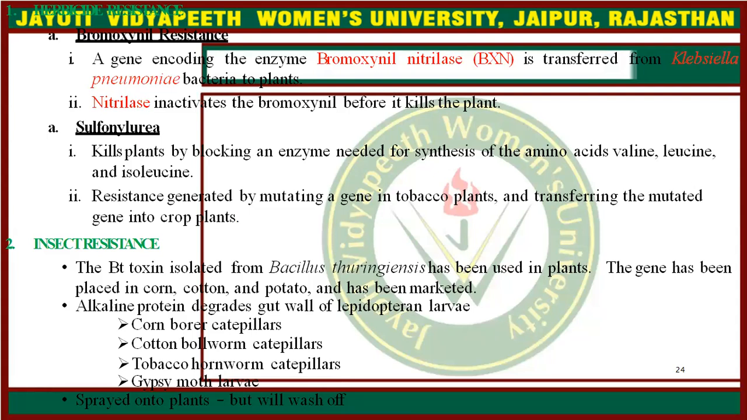If we talk about herbicide resistance, bromoxynil resistance can already be developed, and sulfonylurea resistance also can be done. And if we talk about insect resistance, Bt toxin, which has been isolated from Bacillus, has been used in plants. The gene has been placed in corn, cotton, and potato, and has been marketed. The alkaline protein degrades the gut wall of the lepidopteran larva, whereas an insect repellent sprayed onto the plant will wash off.